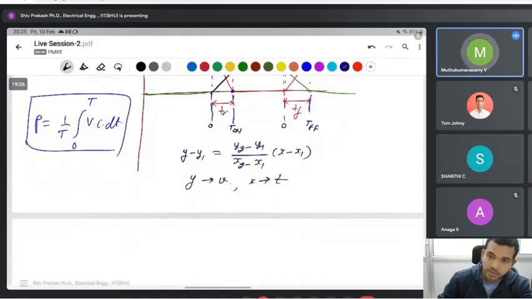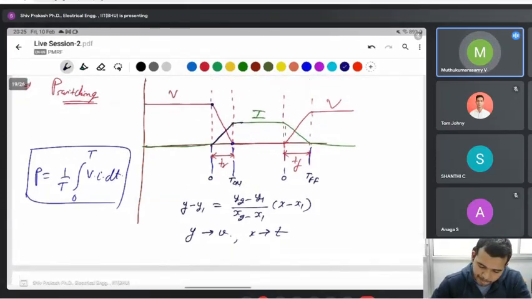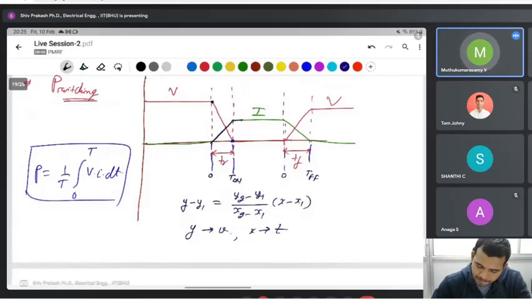Sir, excuse me. In this turn on transition we have a delay time and rise time, and similarly in the turn off transition we have settling time and fall time. Sir, while calculating the power loss, we are neglecting the delay time because the voltage and current are the same as the off time values. Yes, that's why we are not calculating the loss in the delay time, sir.